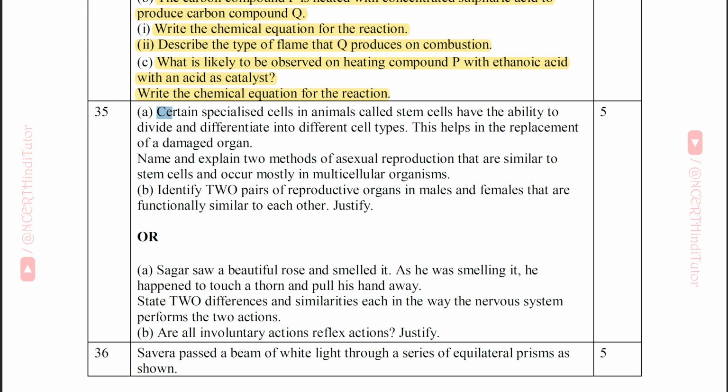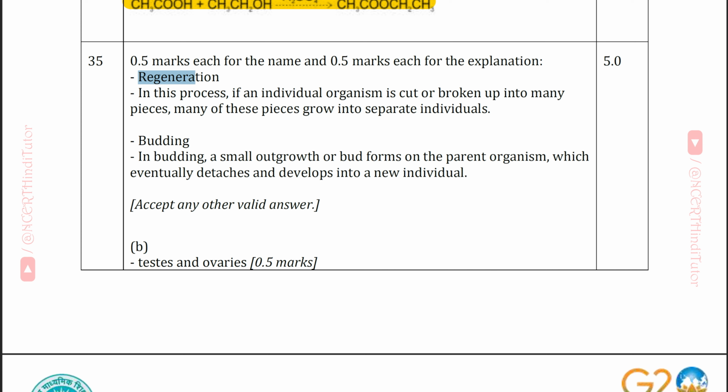35. Certain specialized cells in animals called stem cells have the ability to divide and differentiate into different cell types. This helps in the replacement of a damaged organ. Name and explain two methods of asexual reproduction that are similar to stem cells and occur mostly in multicellular organisms. Regeneration. In this process, if an individual organism is cut or broken up into many pieces, many of these pieces grow into separate individuals. Budding. In budding, a small outgrowth or bud forms on the parent organism, which eventually detaches and develops into a new individual.